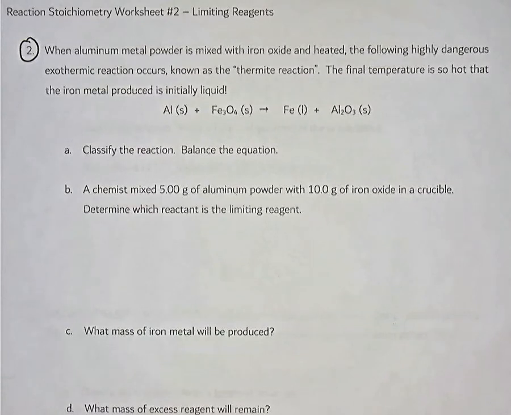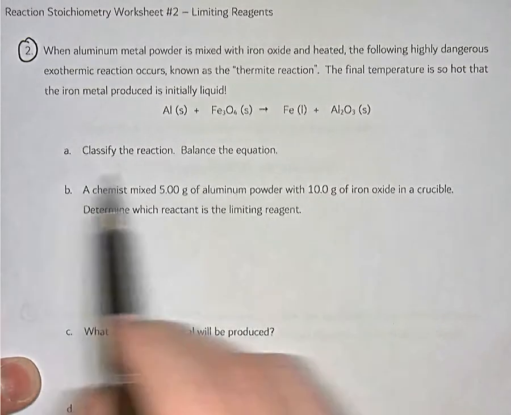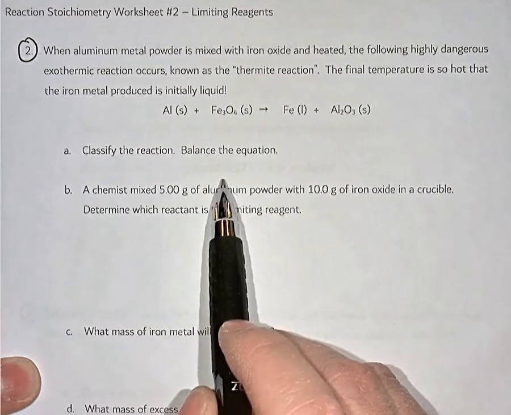So the first question says, when aluminum metal powder is mixed with iron oxide and heated, the following highly dangerous exothermic reaction occurs. It's called the thermite reaction. It says the final temperature gets so hot that the iron metal being produced is liquid. It actually melts the iron metal being produced. So classify the reaction and balance it.